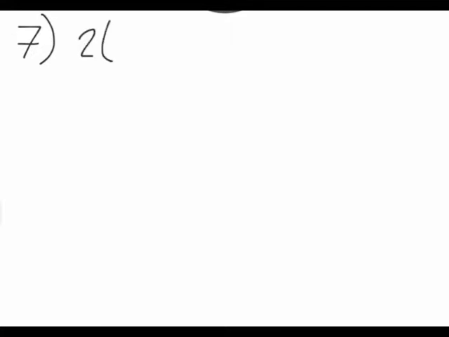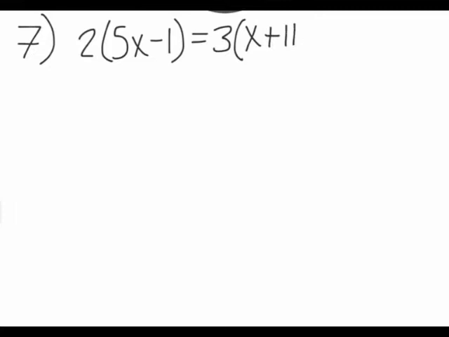2 times (5x minus 1) equals 3 times (x plus 11). Okay, so notice what we have here. We have two x's on opposite sides of the equation. Not only that, but we have two sets of parentheses with a number multiplying it out front. So this becomes sort of a complicated equation, but it's one that we can easily tackle using all the tricks that we've seen in this video.